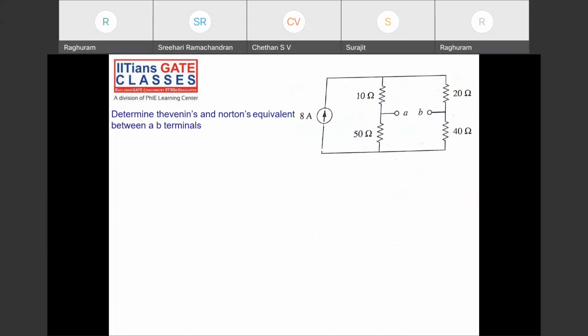Find this. Determine Thevenin's and Norton's equivalent between A and B terminals.